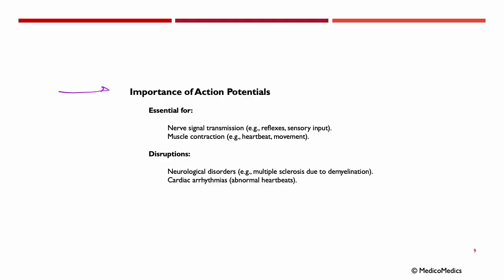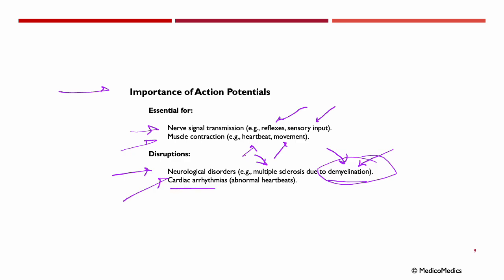So what is indeed the importance of action potentials? Essential for nerve signal transmission, like reflexes, sensory input, muscle contraction, like heartbeats, movement, etc. Disruptions cause neurological disorders, like we just mentioned, multiple sclerosis, and it is precisely due to demyelination. If you remember, myelin sheath, and the destruction or disruption of this is typically called demyelination, the loss of it. And of course, disruptions can lead to cardiac arrhythmias, so abnormal heartbeats.